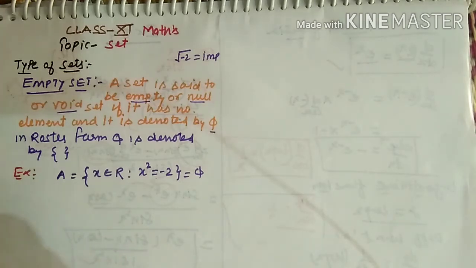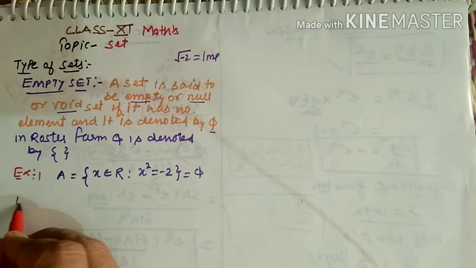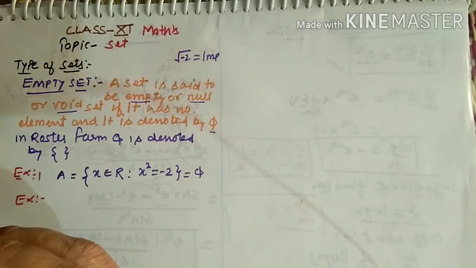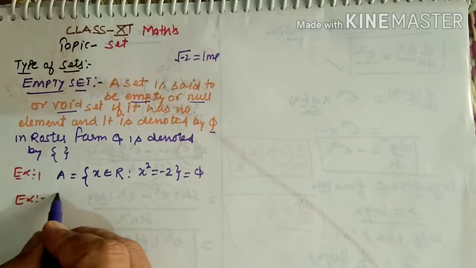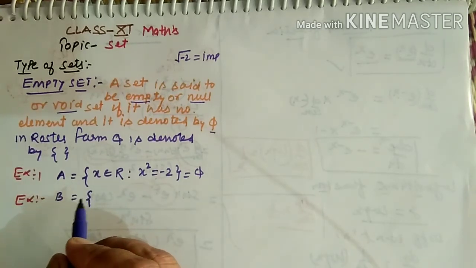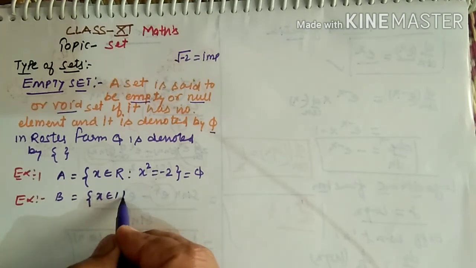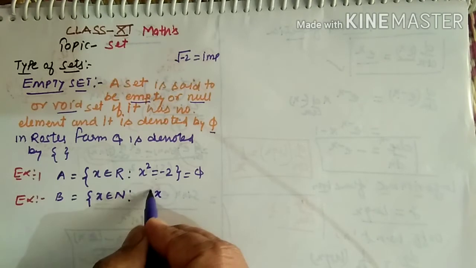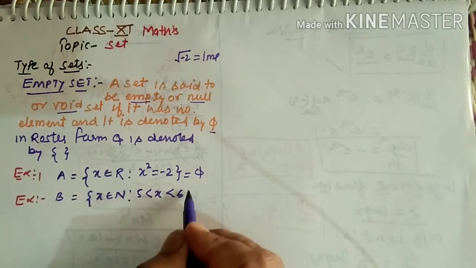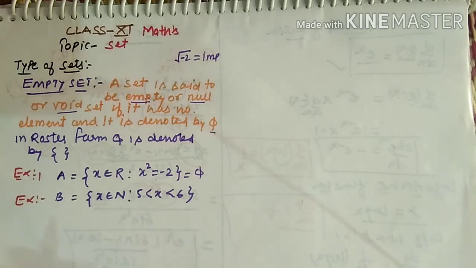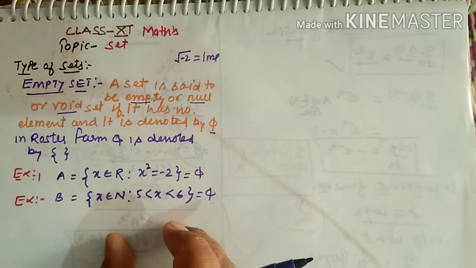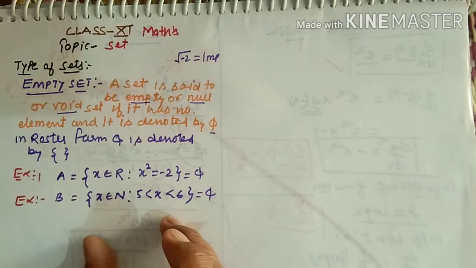Again, we can understand with one more example. B is a set such that x belongs to natural numbers and x is between 5 and 6. You know that no natural number lies between 5 and 6, so this set is phi. Clear? You can take this type of example to create a null set, empty set, or void set.